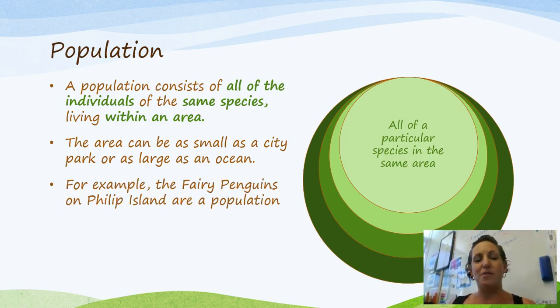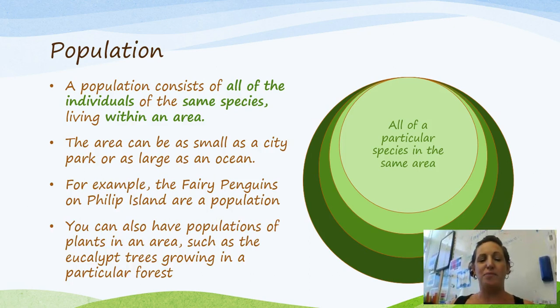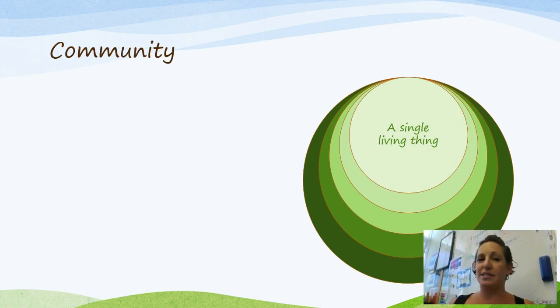For example, the fairy penguins on Phillip Island are a population because they are all the same species within an area. You can also have populations of plants within an area, like the population of eucalyptus trees growing in a particular forest. The next concentric circle, the big next one, I think is the community.